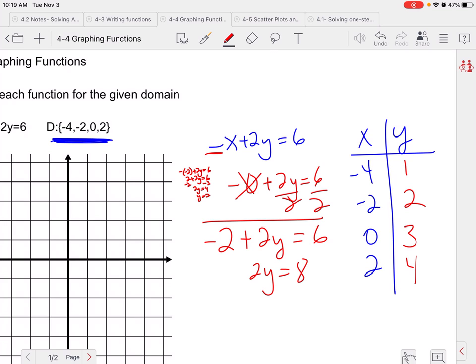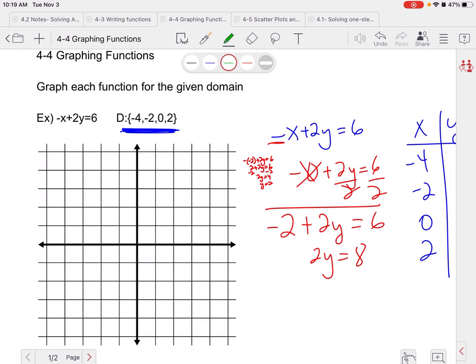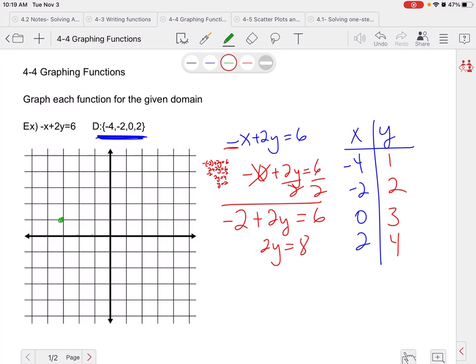Okay. So we're going to go ahead and plot these points now. So we have -4, 1. So 1, 2, 3, 4. And that's a +1, so we're going to go up 1. I just counted by ones. Whoops, I did not count by ones very well here. Then -2, 2. Oops. Sorry, when I draw the points, sometimes they disappear. And then 0, 3. And then 2, 4.